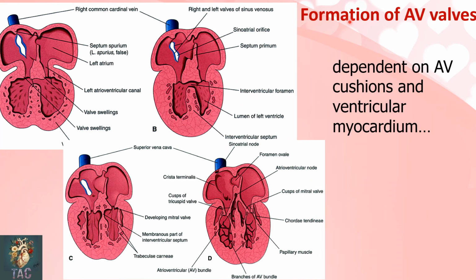Formation of the AV valves is in an almost similar way, dependent on AV cushions and ventricular myocardium. So here you can see the atrioventricular valves are forming in these areas, which will form the developing mitral and the tricuspid valves.